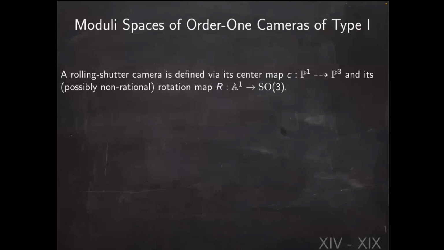Okay, and so what we're working on at the moment is, as I said, we want to have moduli spaces of rolling shutter cameras that would cover all possible rolling shutter cameras. Because again, for 3D reconstruction, the rolling shutter camera would be a data point that you would have to recover. So we have to have a nice parameter space so that we can write down these cameras.